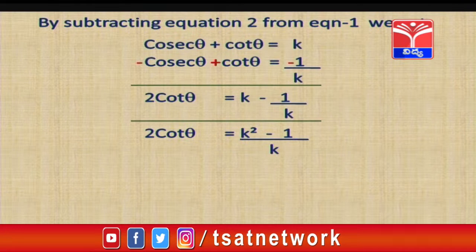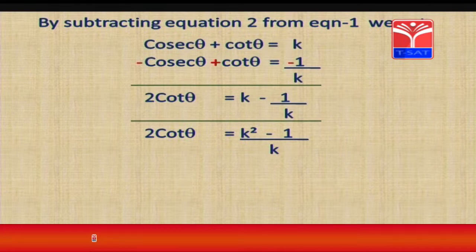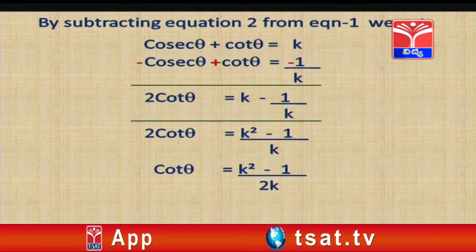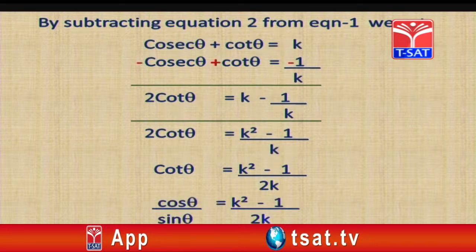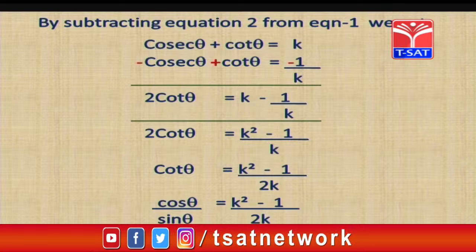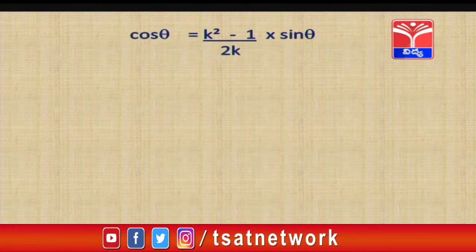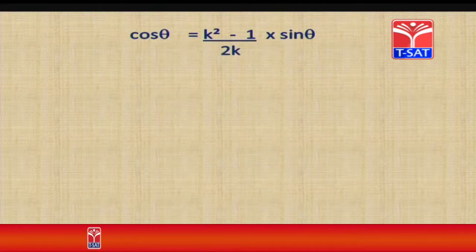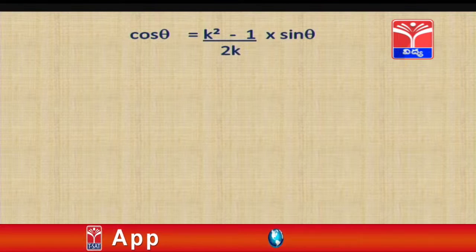After LCM, 2 cot theta is equal to k square minus 1 by k, cot theta is equal to k square minus 1 by 2 k, but cot theta means what? Cos by sine, is it right? So, cos theta by sine theta, I am getting k square minus 1 by 2 k. Now, I will be continuing. So, what I can say now? Cos theta is equal to k square minus 1 by 2 k into sine theta.